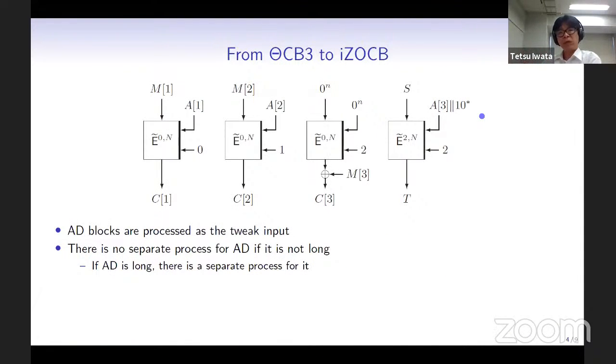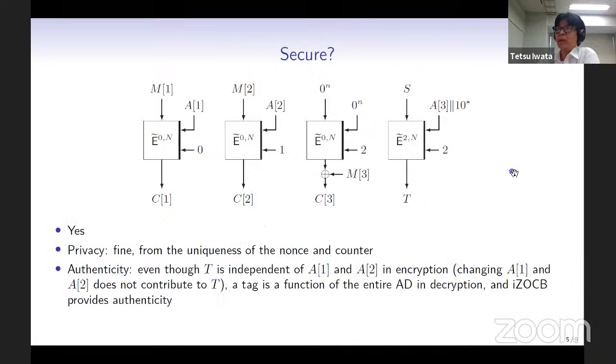Now, with this big tweakable block cipher E-tilde, we can design an AEAD scheme that we call IZOCB. In IZOCB, associated data blocks are processed as the tweak input, and there is no separate process for associated data blocks if it is not long. Of course, if associated data is long, then there will be a separate process for it. A question is whether this is secure, and the short answer is yes.